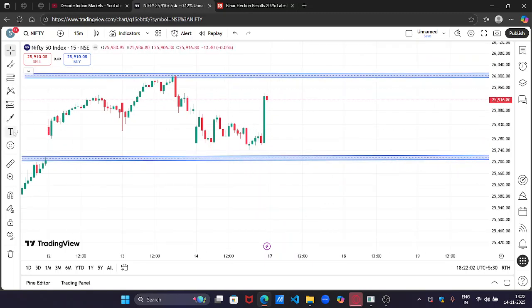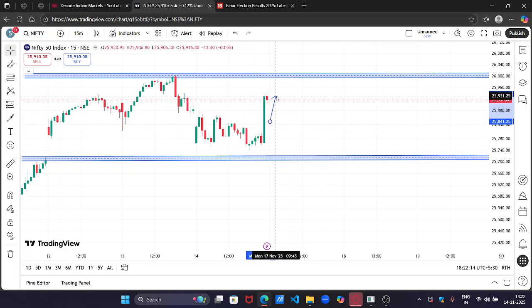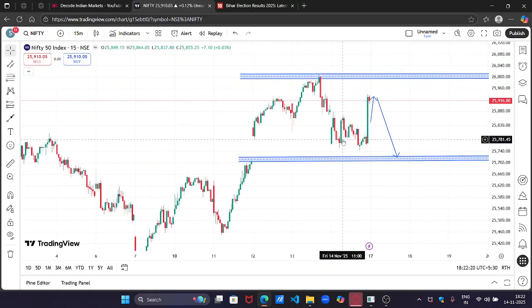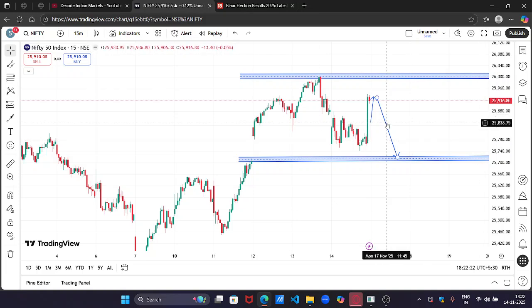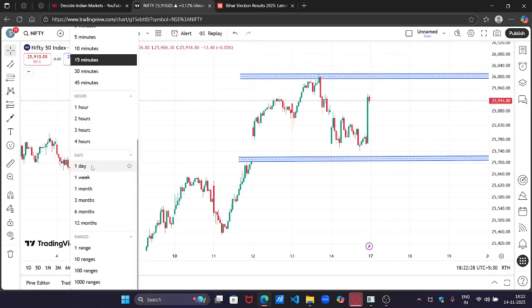So now what we expect is, if on Monday or in the coming 2-3 days it opens down, it goes up here like this, and it comes here, right? Why I'm saying this, let me tell you. Let's delete this, let's go to the 1 day chart.